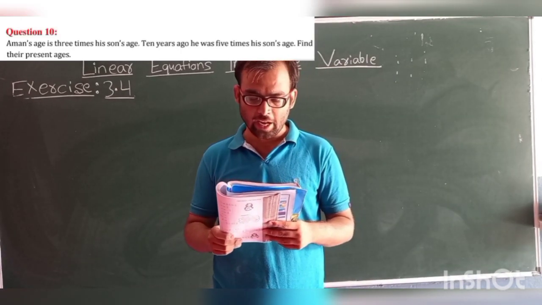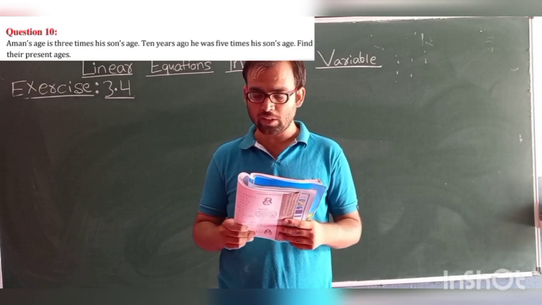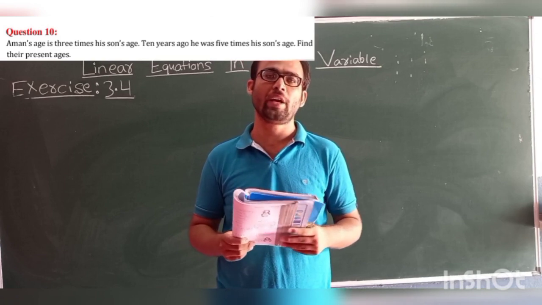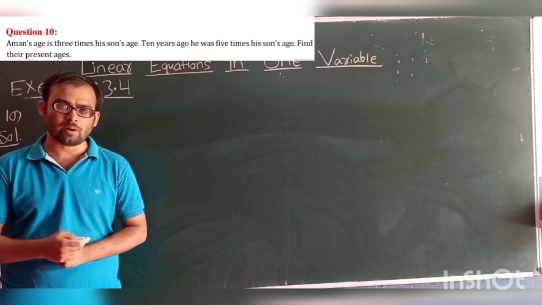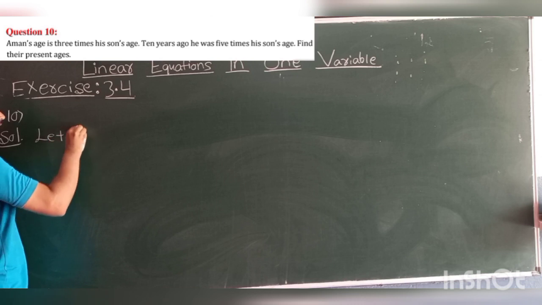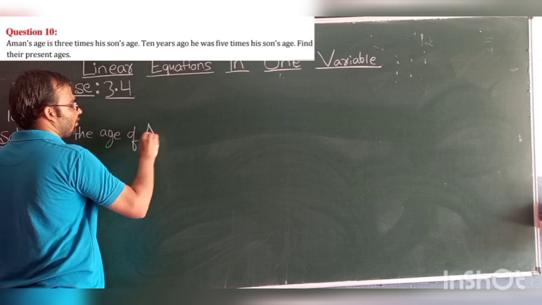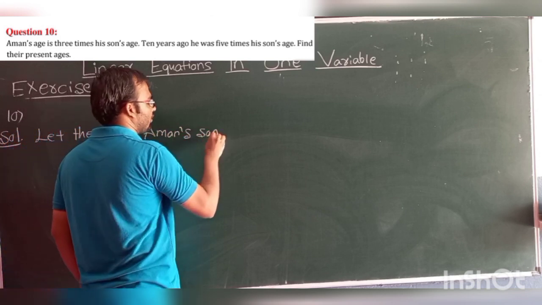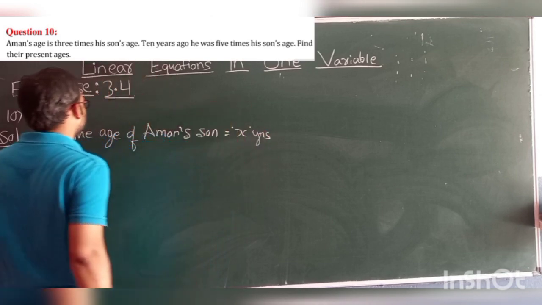Students, now look at the 10th question. Aman's age is 3 times his son's age. 10 years ago, he was 5 times his son's age. Find their present ages. Okay, so here we need to find the age of Aman as well as his son. Students, let the age of Aman's son be x years.